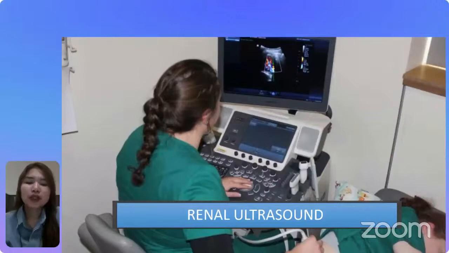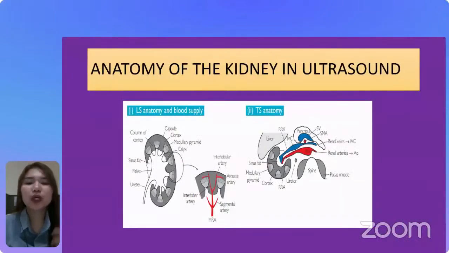All right, so right now, let's proceed with renal ultrasound. What are the key points in scanning the kidney? The kidneys lie obliquely, with the left about 2 centimeters higher than the right because of the presence of the liver. The normal longitudinal scan length of the kidney is 9 to 12 centimeters, and the lengths should not differ by 2 centimeters or greater.